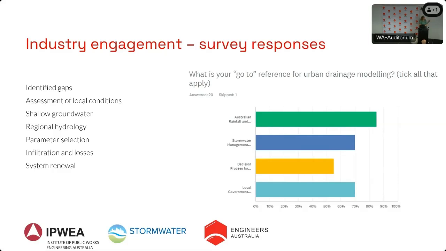So when we were going through that initial industry engagement, there were some key gaps that people identified that needed resolving, and a large part of that was this idea of, you know, Australian Rainfall and Runoff is a key guidance document for drainage modelling, for urban hydrology, as well as being for flood hydrology. But there are some gaps in there, particularly in relation to our local context. So there was some local conditions gaps, there was some gaps around shallow groundwater in particular, some of our regional hydrology issues.